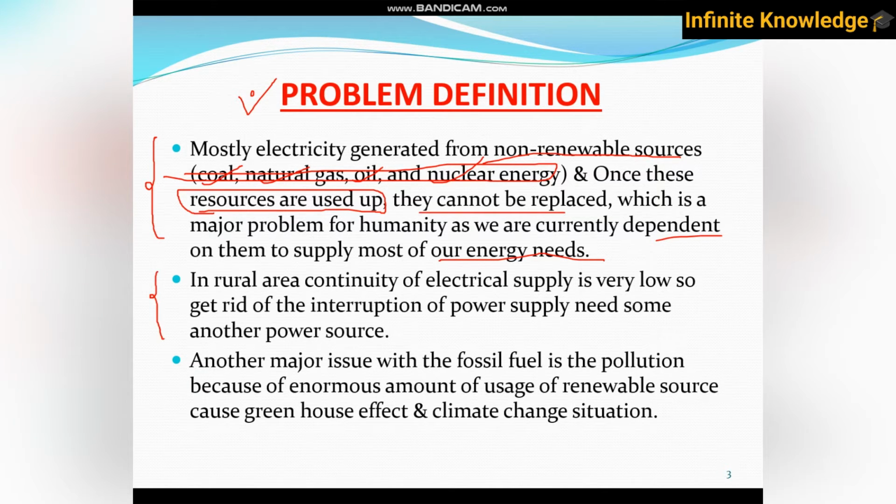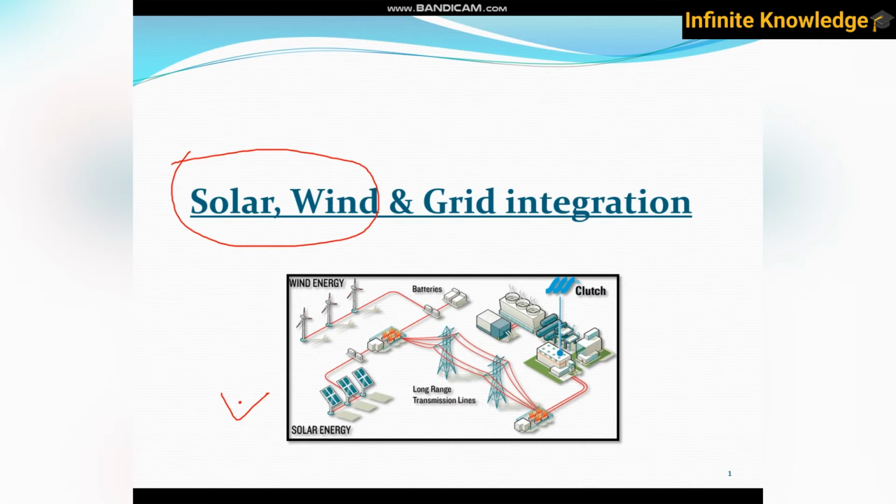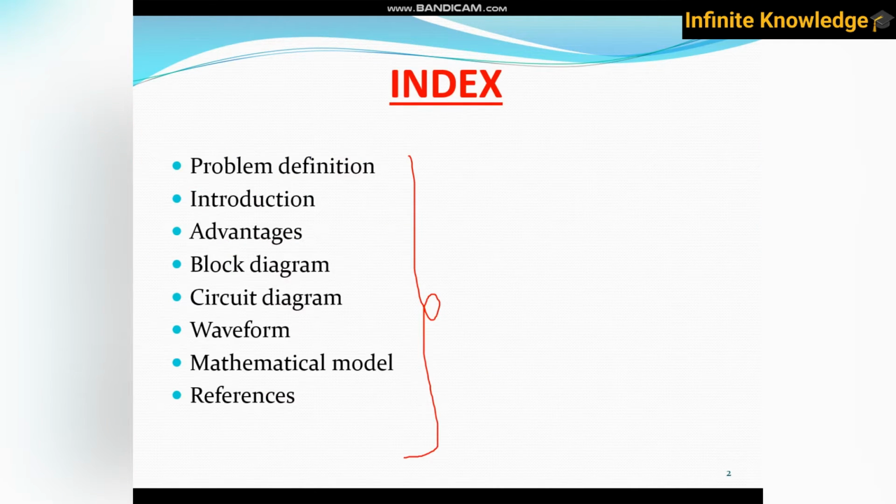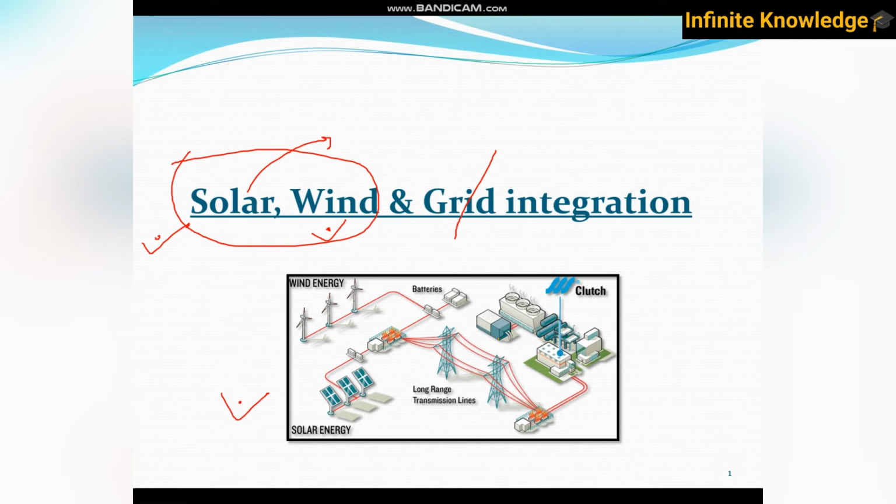In rural areas, continuity of electric supply is very low. You are not getting continuous electricity supply because it's a remote area, and due to the long transmission line, any interruption or fault causes an interruption of the power supply, and you need another source of power. By combining wind, solar, and grid, if your grid fails, you can get power from either wind or solar. Or if these two are both satisfactory, we will get power from these two sources by synchronizing. How you can easily synchronize in MATLAB, that point we will cover.